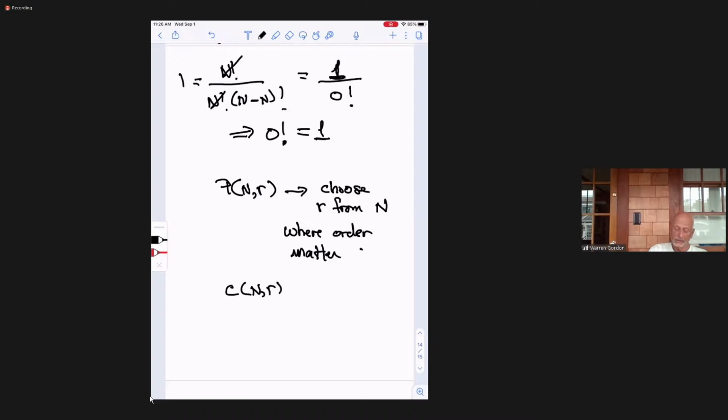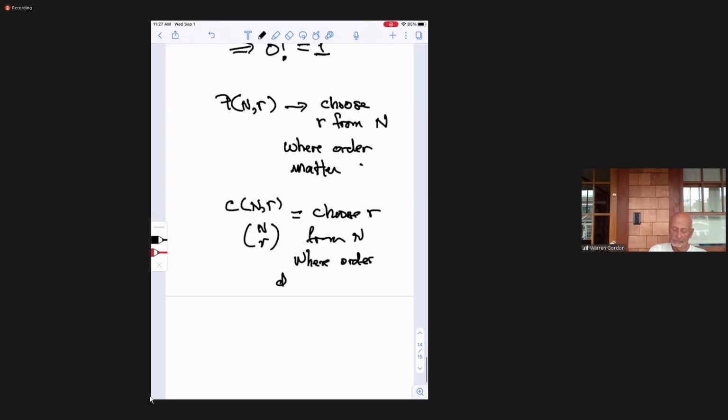And nCr, or n choose r, means choose r from n, where order does not matter. By the way, think of C as committee. A committee where everybody has the same responsibility, order doesn't matter. If I choose ABC or CBA or whatever, it's still the same committee. Order doesn't matter.